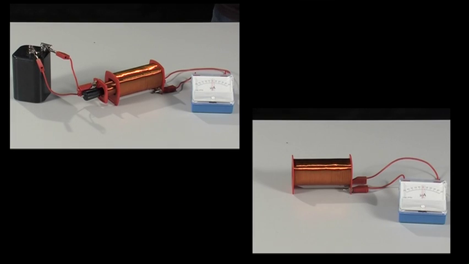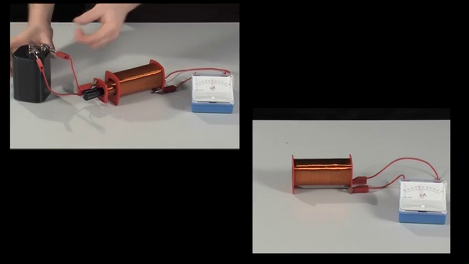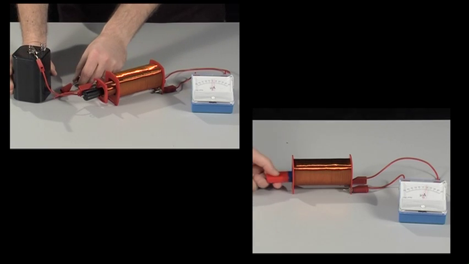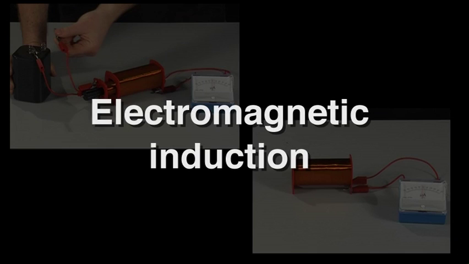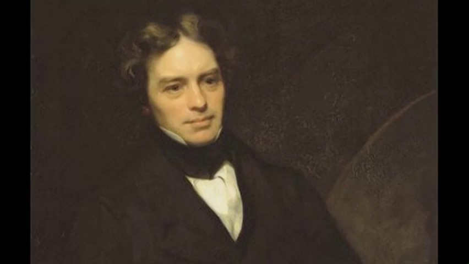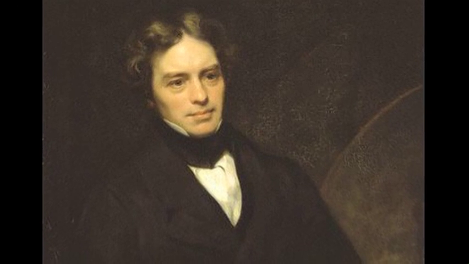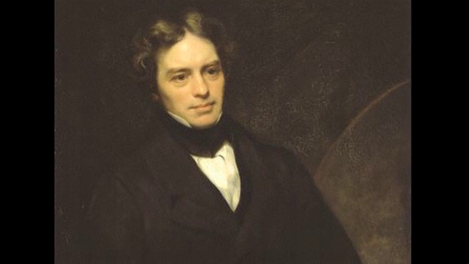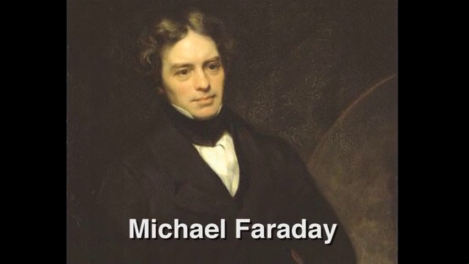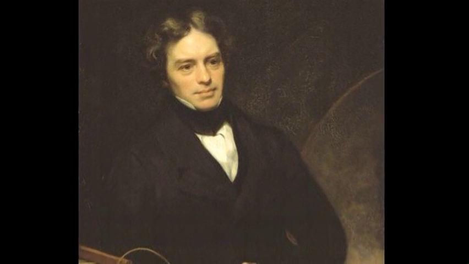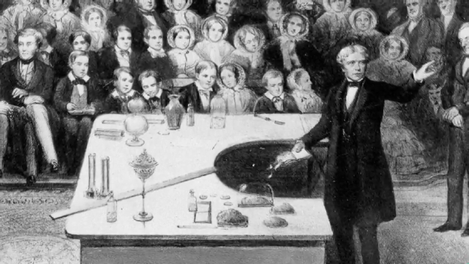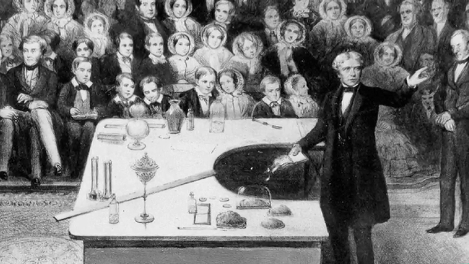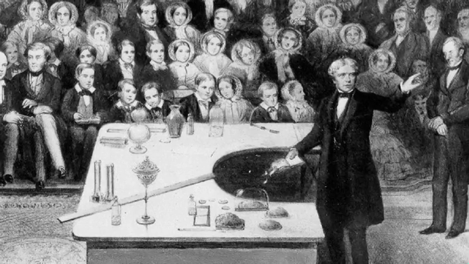The two experiments demonstrate that magnetic fields could produce electric currents. This is called electromagnetic induction. The phenomenon of electromagnetic induction was discovered by the English scientist Michael Faraday in 1831. His key insight was to notice that a changing magnetic field can induce an electric current into a coil.